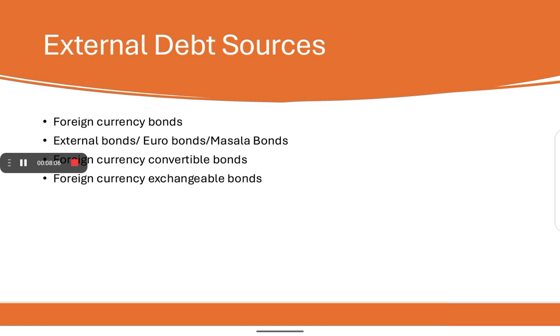Foreign currency exchangeable bond. In a foreign currency exchangeable bond, the bonds are issued by a company in a foreign territory in a foreign currency, but these bonds are converted into the shares of a particular company. It means that it is not converted into the shares of the issuing company, but the shares of another company. There is also a precondition that while issuing a foreign currency exchangeable bond, the issuer must hold the shares of the particular company into which it can be converted at the time of maturity.